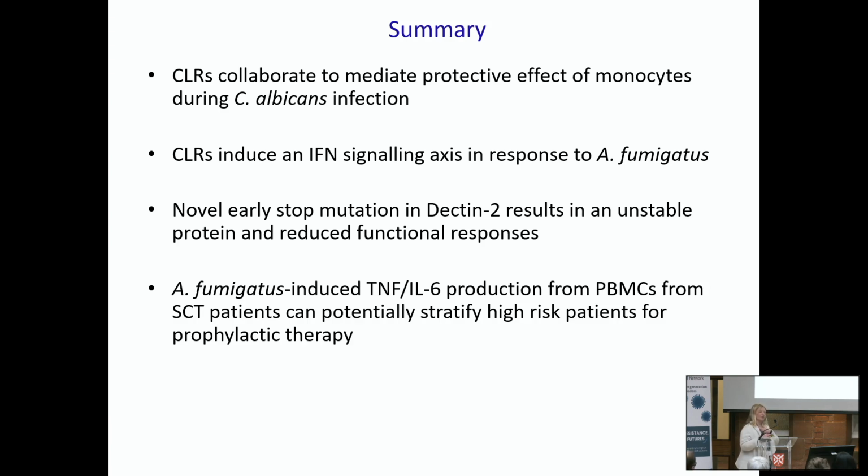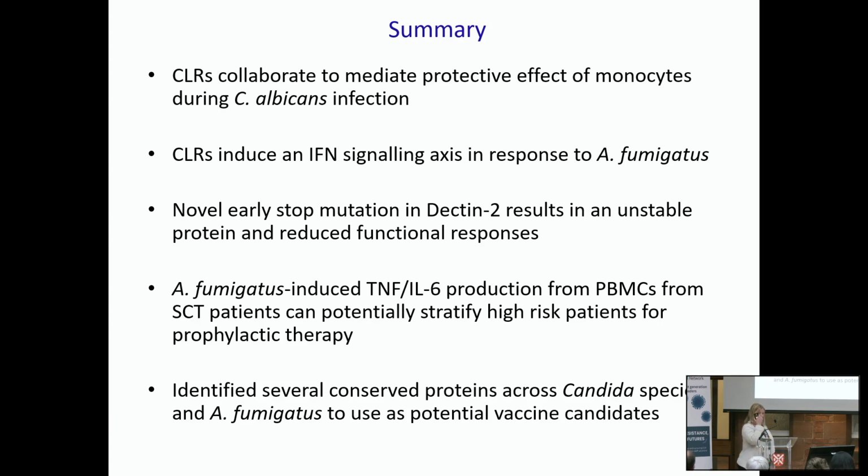And then a potential stratification strategy, so that getting blood samples from patients, and if their cells can actually respond to Aspergillus, then the chances are they will actually do okay. If their cells do not respond to Aspergillus, then they have a much higher risk of developing invasive aspergillosis. And as I said, we're trying to move on with a follow-on study. And then, as I said, we've identified some vaccine candidates.